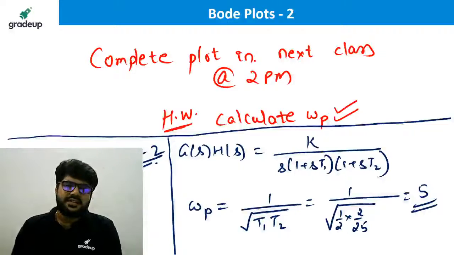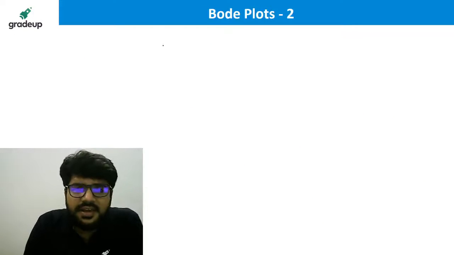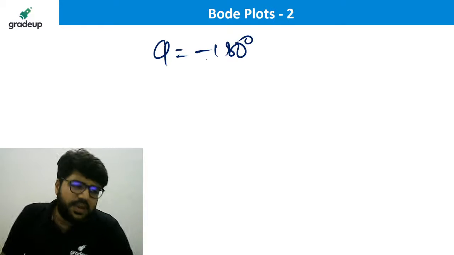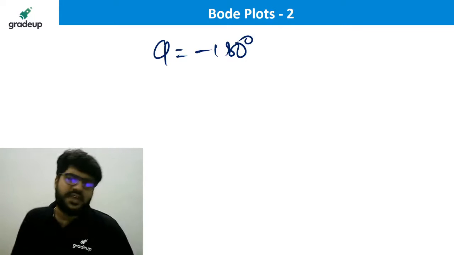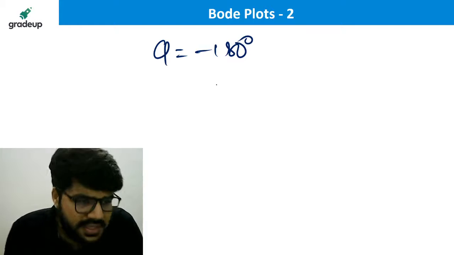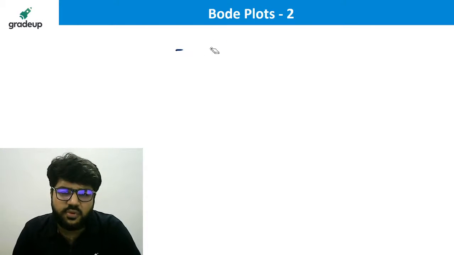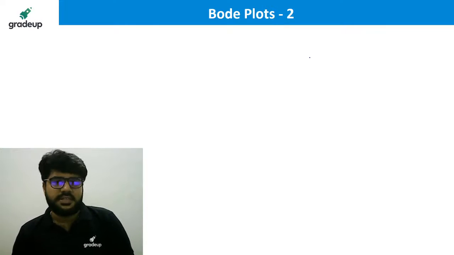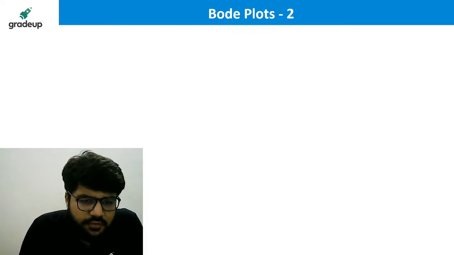Yes, the other way, same as yesterday's class. What were we doing? Equate the phase to minus 180 degrees, simplify in terms of tan inverse, and get the phase crossover frequency. Like yesterday's class, we had solved so many questions regarding omega p, omega g, gain margin and phase margin. Now guys, time to come to the plots.